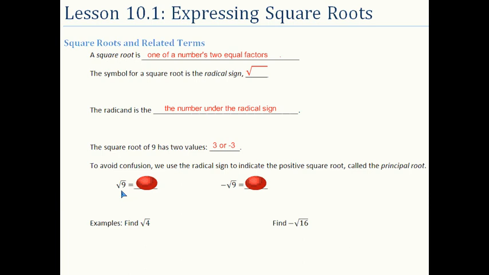So when we see the square root of 9 like this, we would just write 3. And if we wanted the negative one, we would actually put the negative out in front of the radical sign. So this answer here would be negative 3.